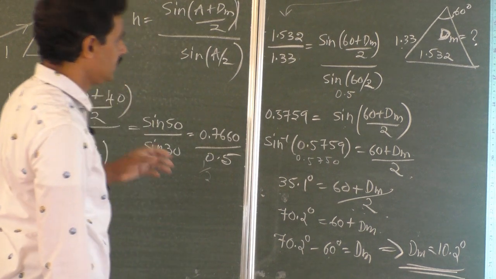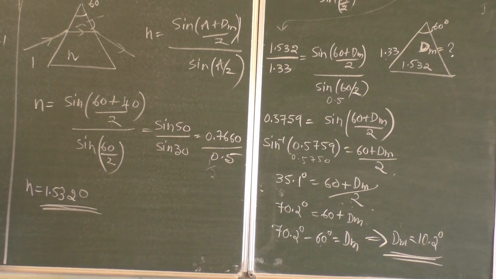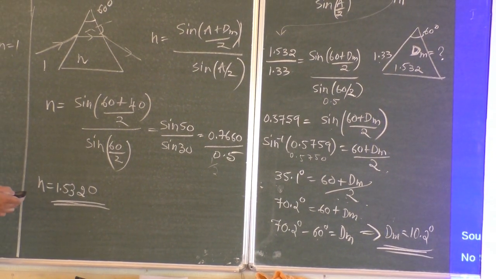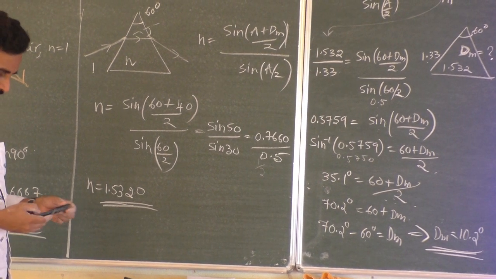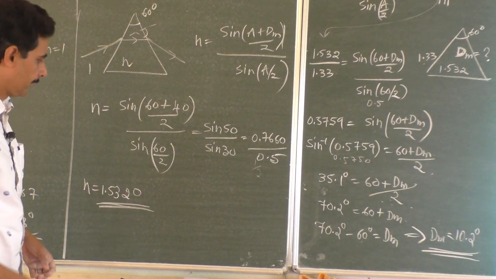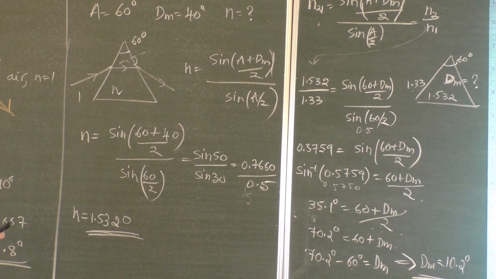So once you are asked to find out the refractive index of the prism, and another time you are asked to find out what is the minimum deviation if the medium is changed. So we were able to get the answer, right? Correct. That is the second problem. Okay. We'll move on to the next problem.